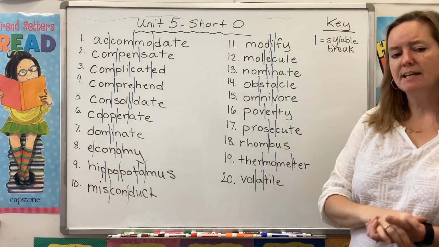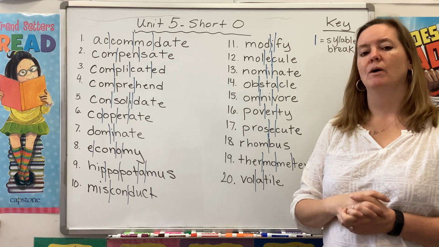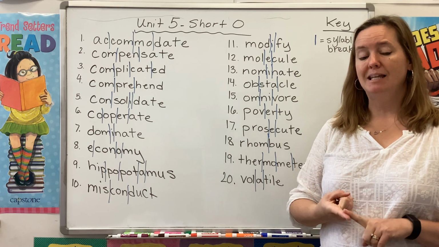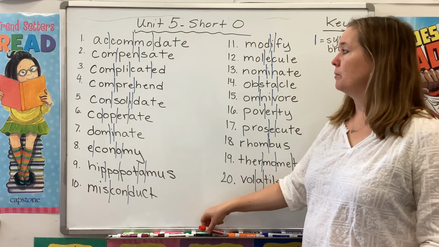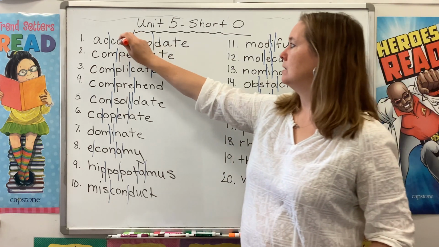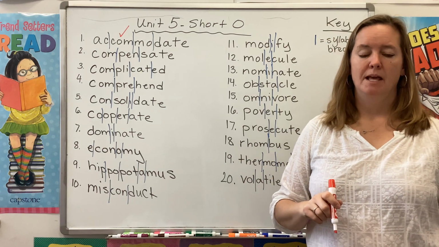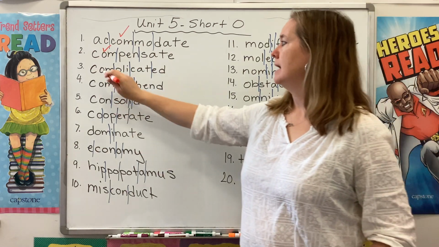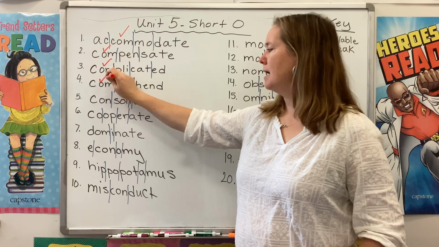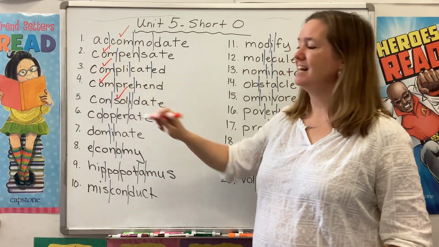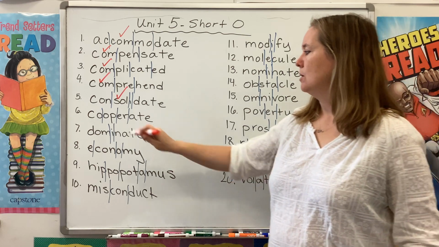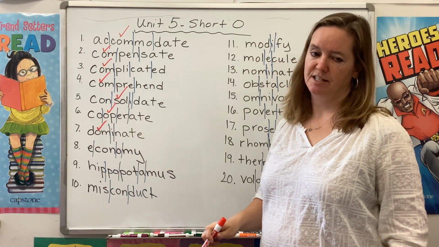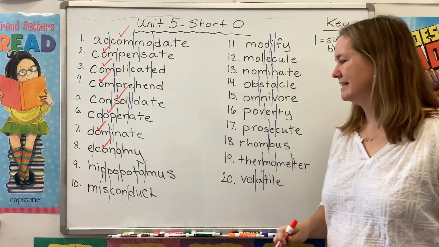All right, just as we've done in prior weeks, let's go back now and find our stressed syllable. Remember, the stressed syllable is the one we say a little bit louder and a little bit stronger. So in the word accommodate, we stress the second syllable. In compensate, we stress the first syllable. Complicated, comprehend, consolidate, back to the second syllable. Cooperate, second syllable. Dominate, first syllable. Economy, second syllable.